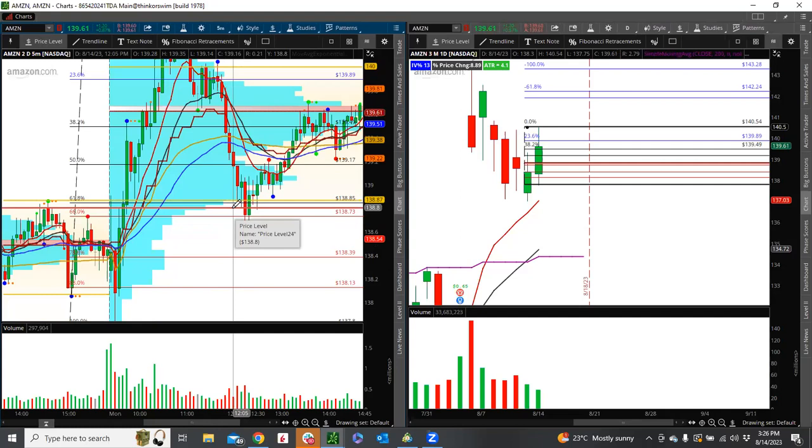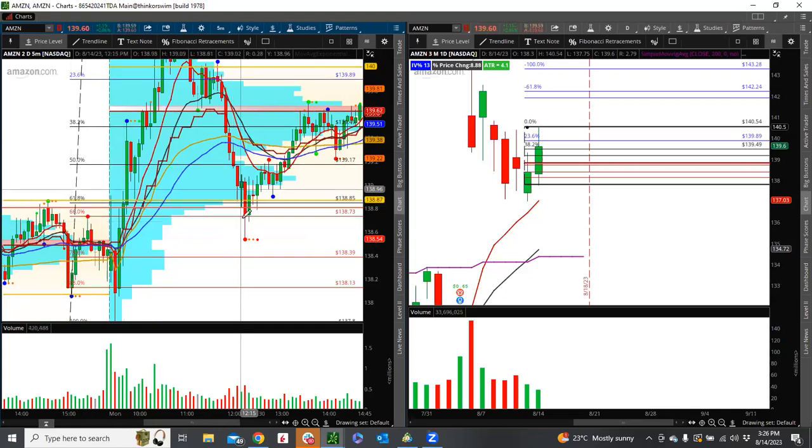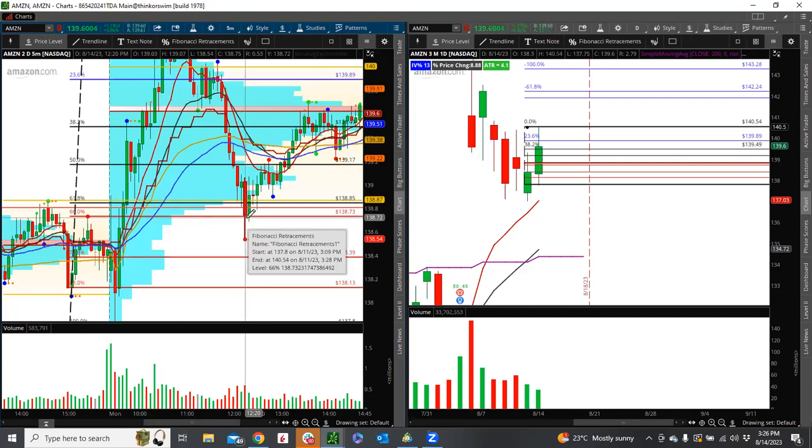It's 38.2, 50%, 61.8. That's what we all know. Well, the point this institutional trader was making is that they all know that's where we're looking. So the 66 level is one that I was introduced to, where sometimes price will actually get down, and look, perfect. It held that 66 level perfectly.